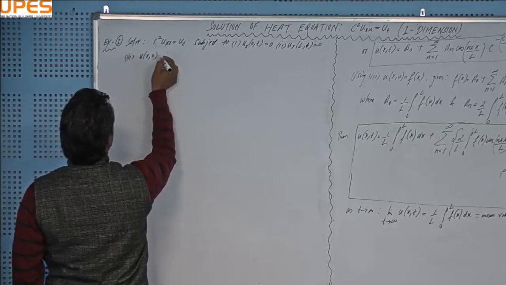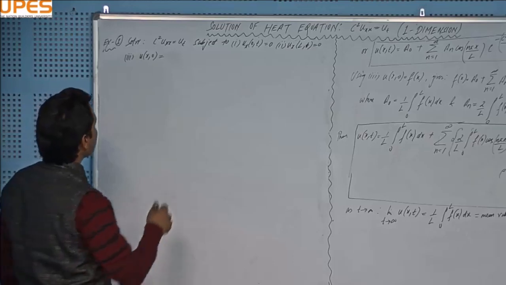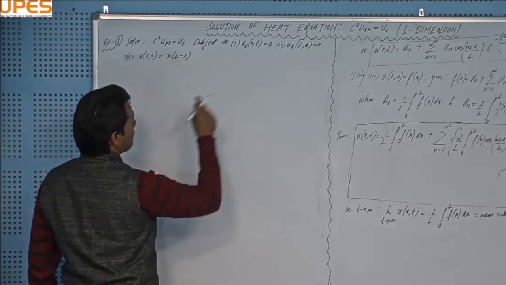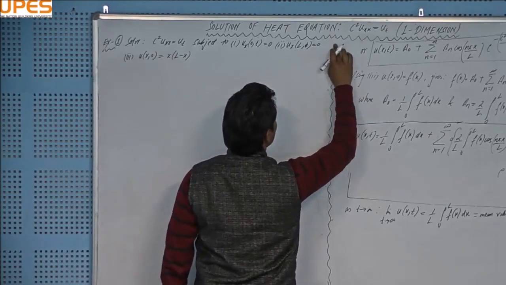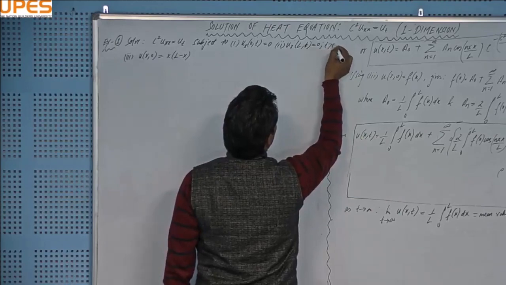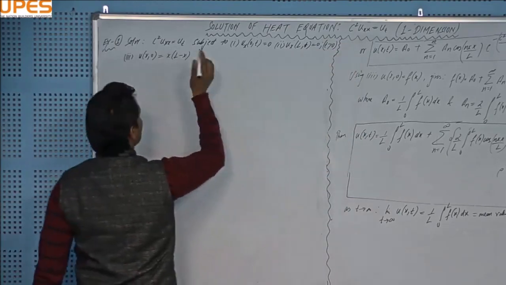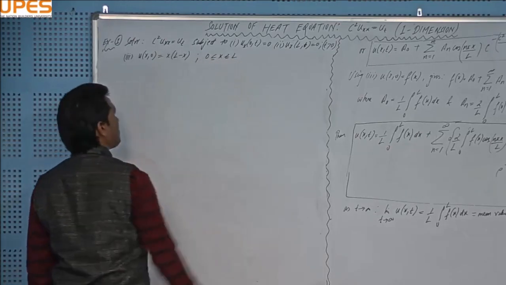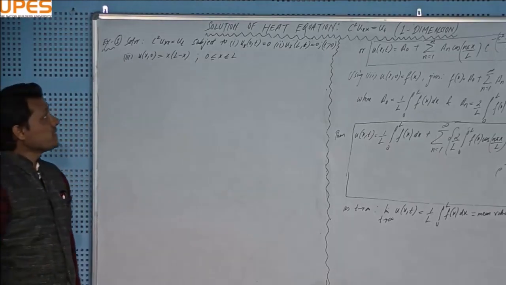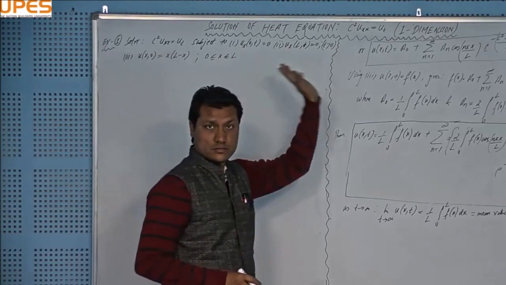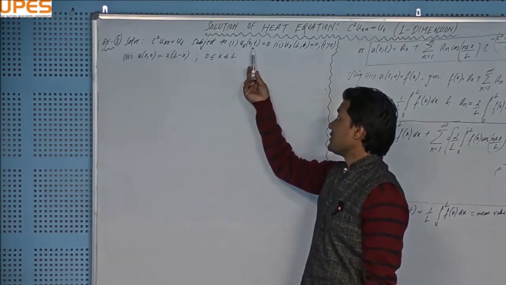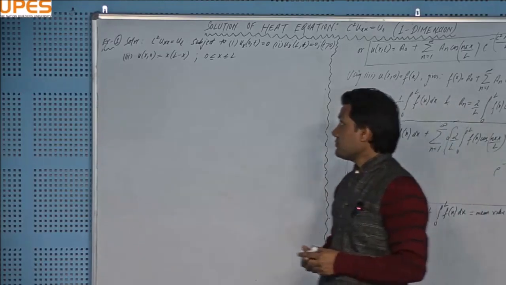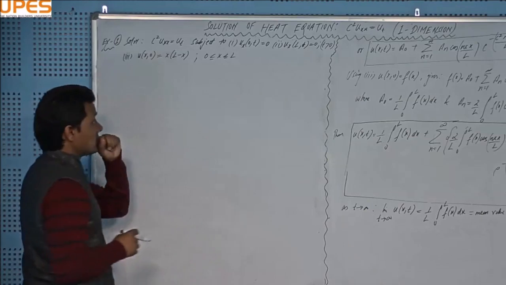u(x, 0) = let me take x(L − x). Obviously these two conditions are for t > 0, and this condition is for 0 < x < L. Fine. Now you can see that the ends are perfectly insulated. What do you mean by this? u_x(0, t) = 0 and u_x(L, t) = 0 mean the ends are perfectly insulated. Fine. So starting with the most general solution, I should take the solution from here.